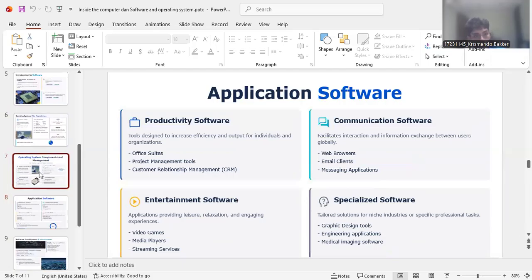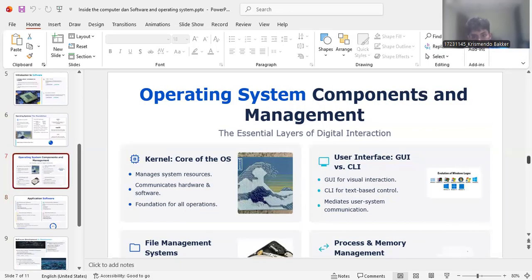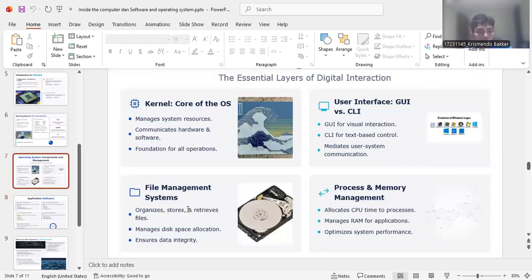And the next operating system function is file management. The file management system has functions: one, organizes, stores, and retrieves files; two, manages space allocation; and three, ensures data integrity. Process and memory management: one, allocate CPU time to processes; two, manage RAM for applications; and three, optimize system performance.